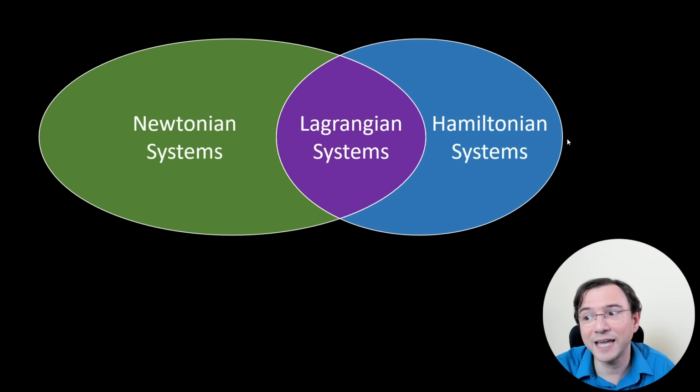Hamiltonian systems instead are the ones that are deterministic and reversible. They are the ones that conserve energy. They are the ones that conserve entropy. And the Lagrangian systems are exactly those systems for which both kinematic equivalence and deterministic reversibility work. So this is essentially how it works.